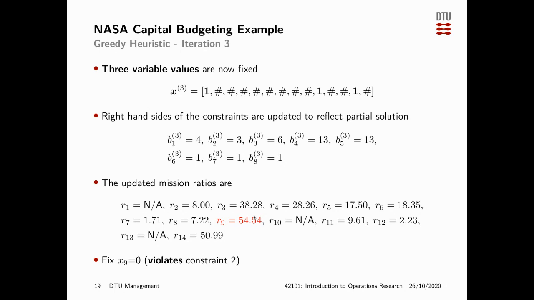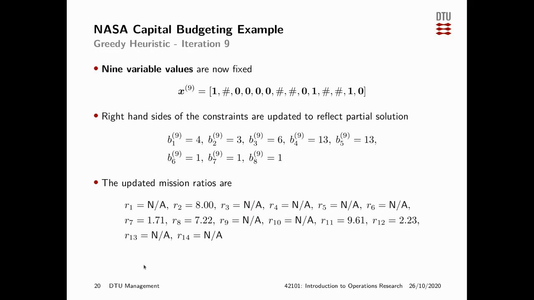I think it uses something like 5 billion in one of the budget constraints, and we only have, I think it's 3 left here. Okay, so I can't assign that mission, so I set its value to 0. And in fact, then there are a whole sequence of iterations where you cannot select a mission due to insufficient resources. And now we get to iteration 9. We still have only selected 3 missions. These are the right-hand sides, and these are our ratios down here.